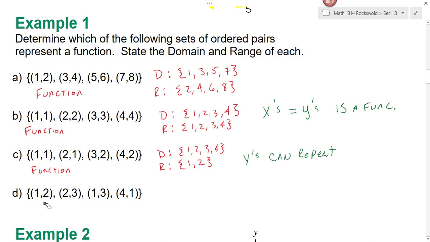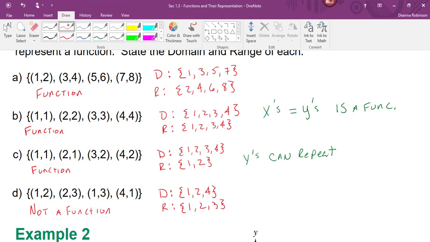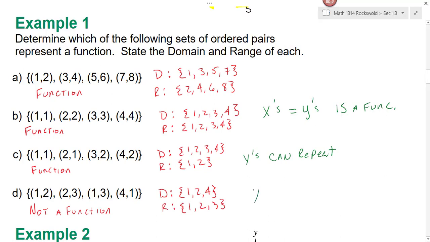Does this one represent a function in part D? So this is just a plain old relation. What is the domain of this relation? And what is the range of this relation? So when you have a function, the x's cannot repeat. What I have written in green are the conditions for a function.